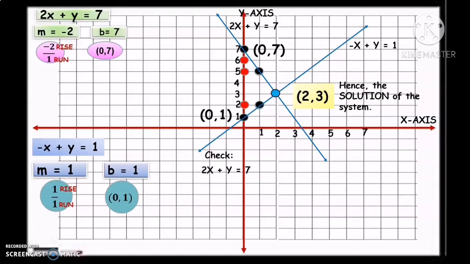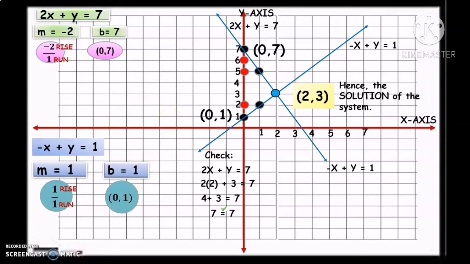Unahin po muna natin sa equation 1. So, 2 times the value of x, which is 2. Kaya 2 times 2 plus the value of y, which is 3. 2 times 2 is 4 plus 3 equals 7. 4 plus 3 is 7, which is equal or satisfies the equation. So, ibig sabihin, solution po siya ng equation 1. Then, try natin ang equation 2.